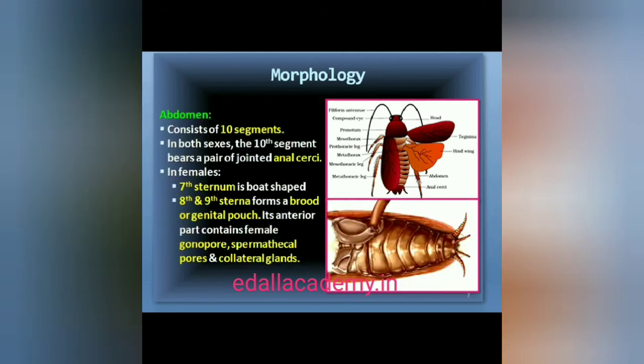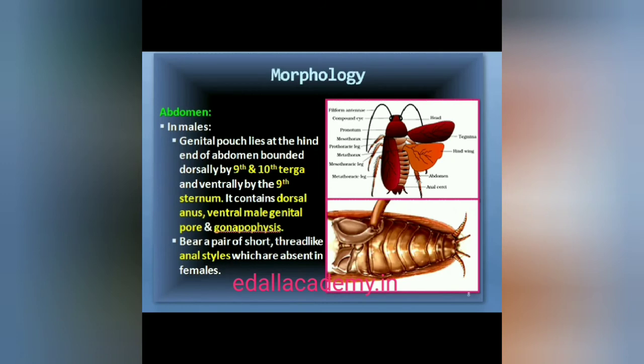The abdomen in both males and females consists of 10 segments. In females, the 7th sternum is boat-shaped and together with the 8th and 9th sternum forms a brood or genital pouch whose anterior part contains the female gonopore, spermathecal pores and collateral glands.